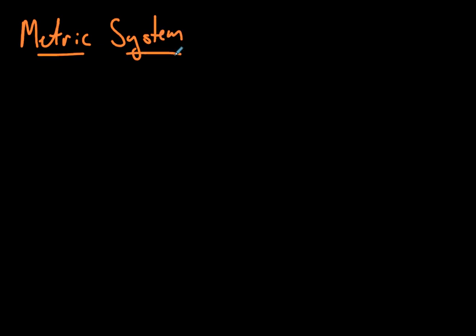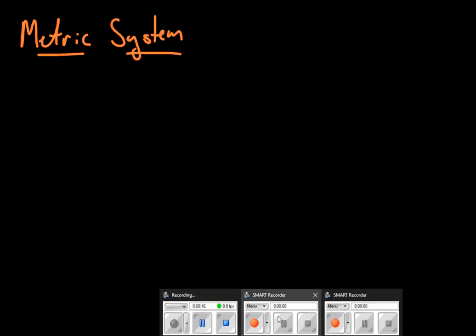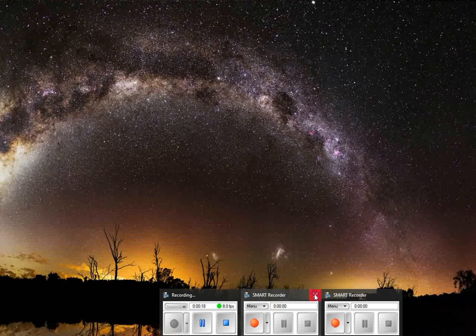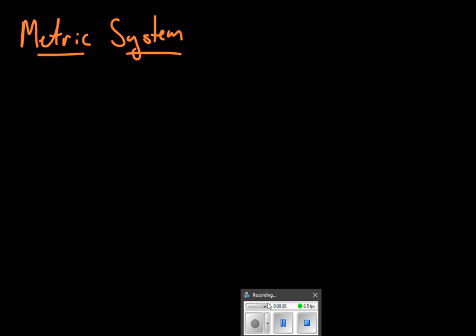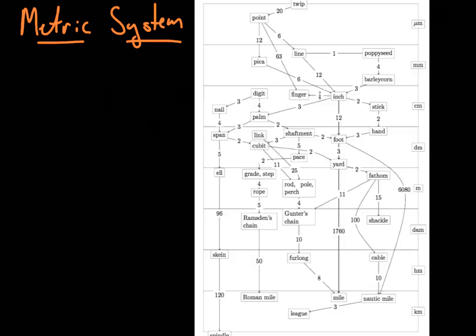Okay, let's investigate the metric system here. Before we get into the metric system, let's just look at what system the metric system replaced.